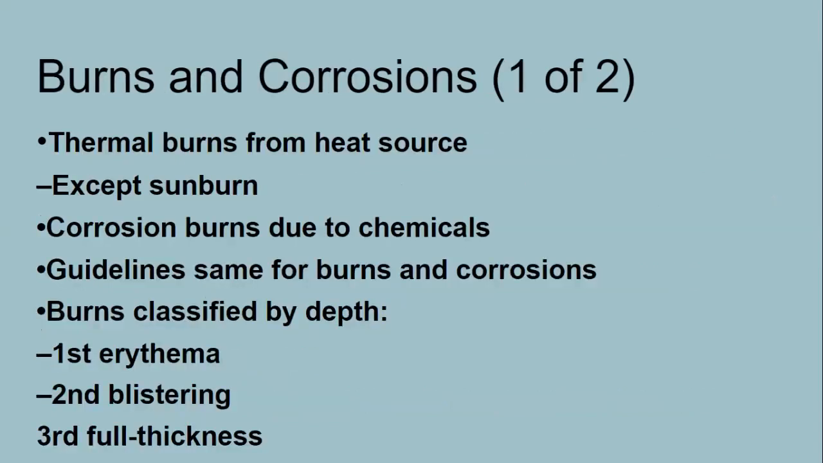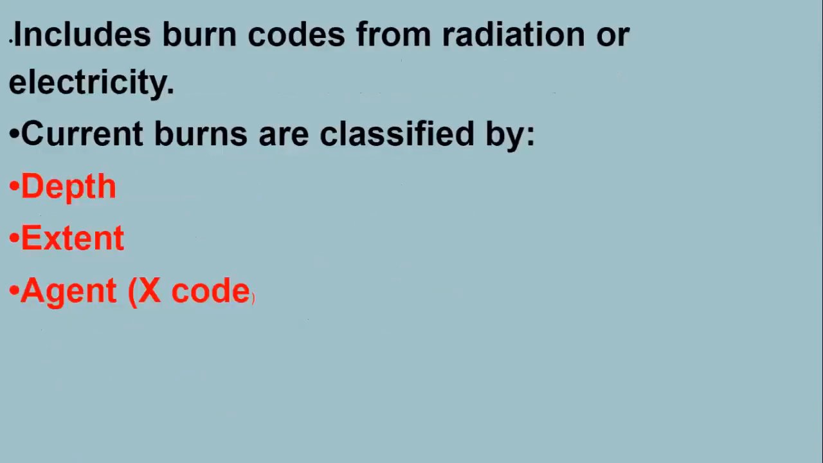Let's talk about burns and corrosions. Thermal burns are from a heat source, except for a sunburn. Corrosion burns are due to chemicals. Guidelines are the same for burns and corrosions. Burns are classified by depth. First, erythema. Second, blistering. Third, full thickness. Include burn codes from radiation or electricity. Current burns are classified by depth, extent, and agent.